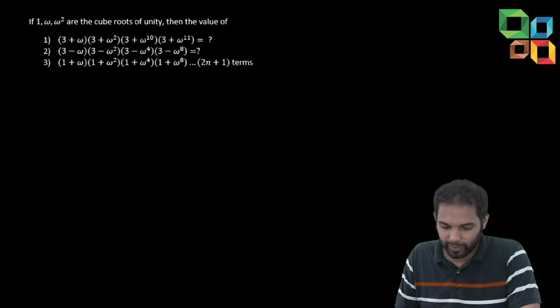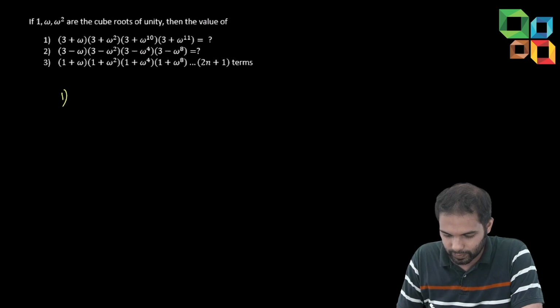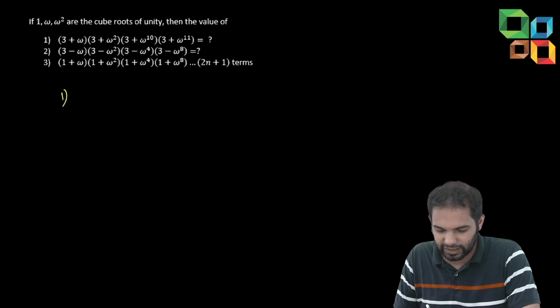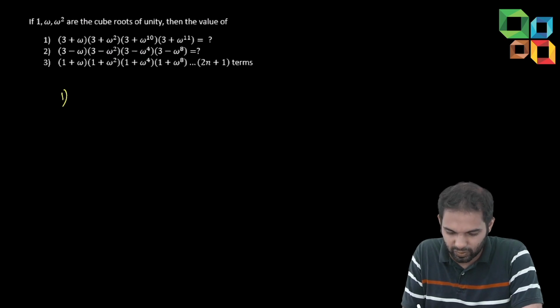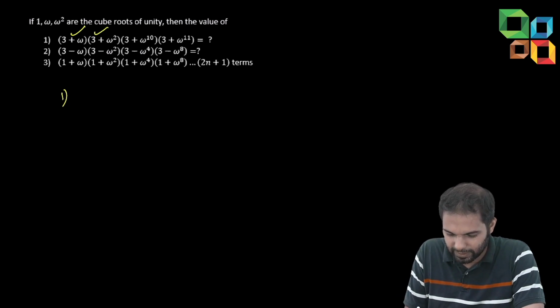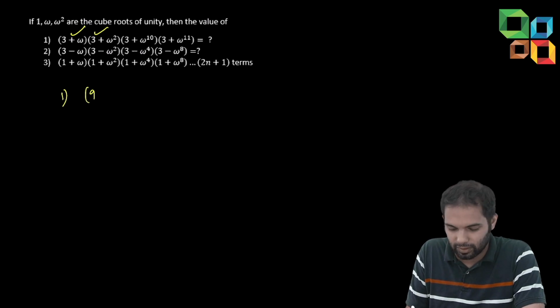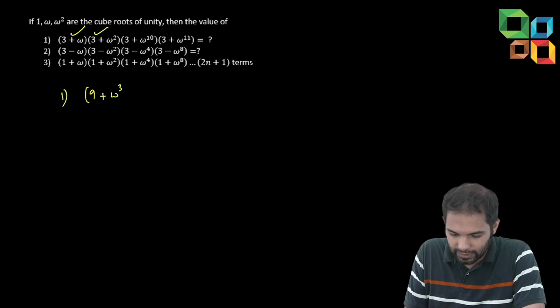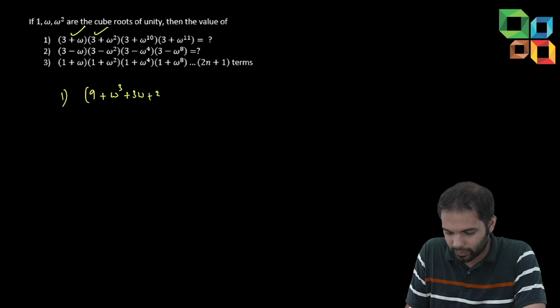Okay. If 1, omega and omega square are the cube roots of unity, then find the value of these terms. Let's try to figure out the first one, (3 plus omega) times (3 plus omega square). We don't have any relation for this, so we'll just simply multiply these two. For 1 plus omega and so on, we know that is something different. Let's simply multiply. It's 9 plus omega cube, which is 3 into omega plus 3 into omega square.